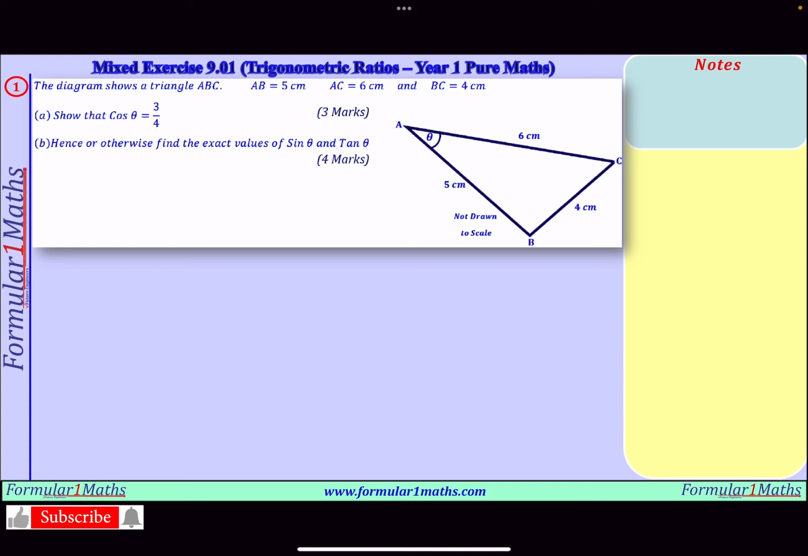This is Mixed Exercise 9.01, GCE A-Level Pure Maths, Year 1. Mixed Exercise 9.01 is on trigonometric ratios. We've got two questions to answer.